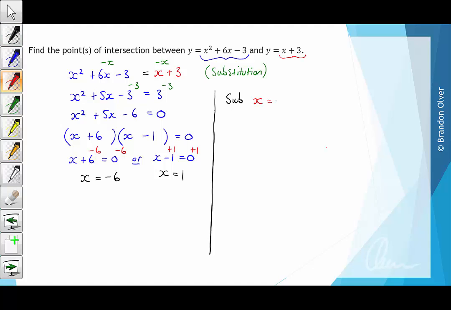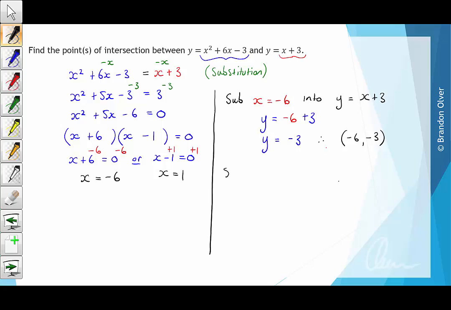So what we're going to do is substitute x equals -6 into the equation y equals x plus 3. When we do this, we get y equals -6 plus 3. So that gives y equals -3. Therefore, the coordinate of intersection is at x is -6, y is -3.